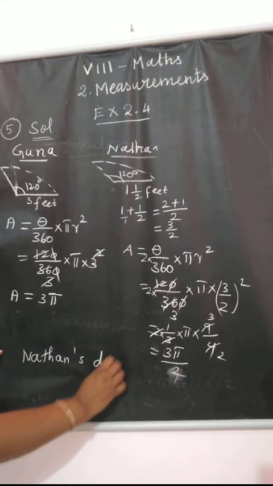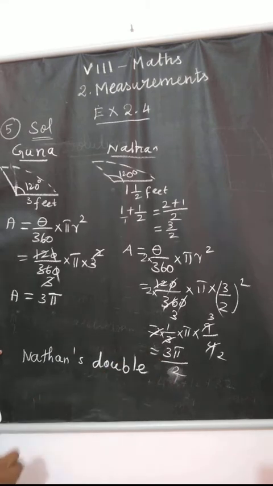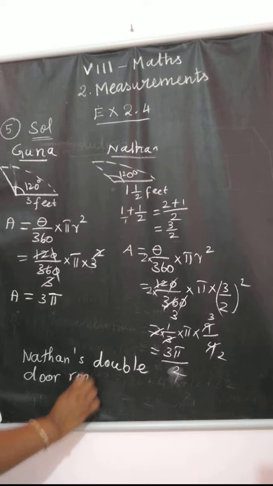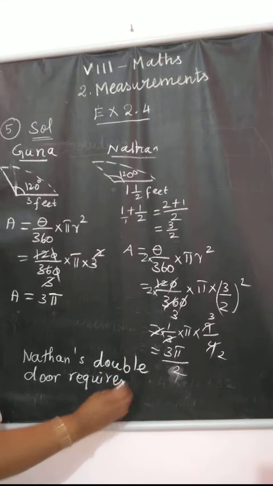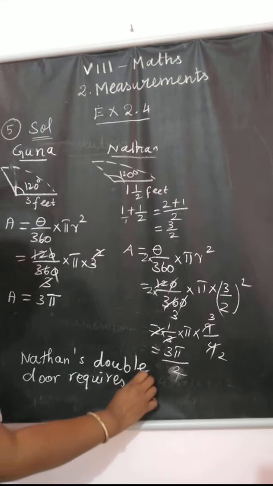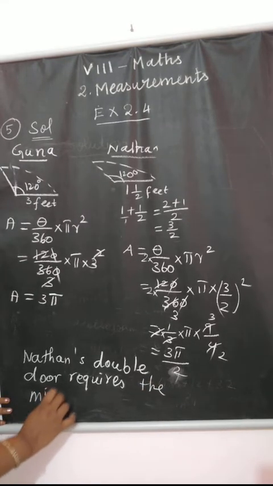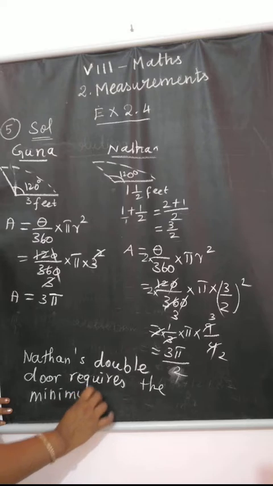Northern's double door requires the minimum area.